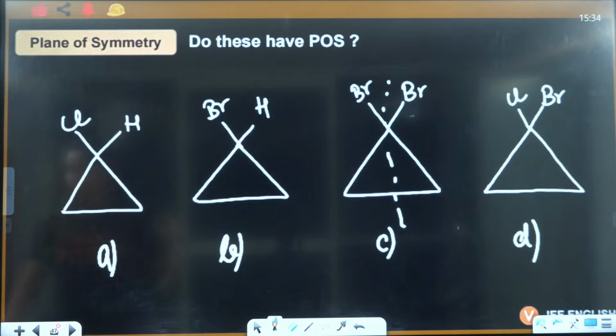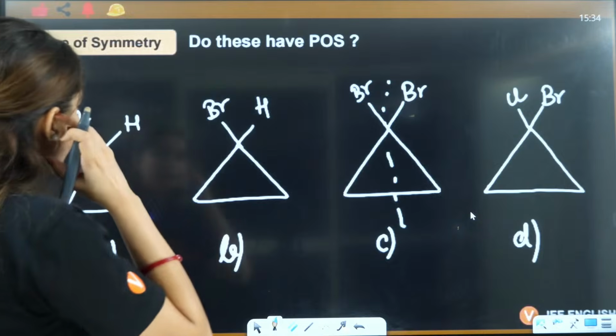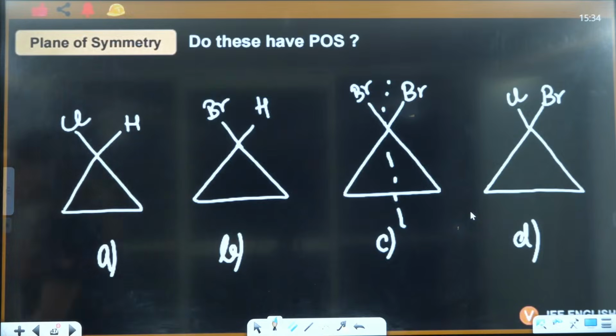Okay, let's talk about these things here. Which of the following will have a plane of symmetry, and which of the following will not have? Guys, now here, see one thing.